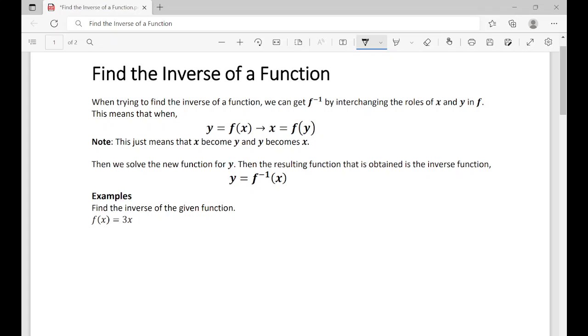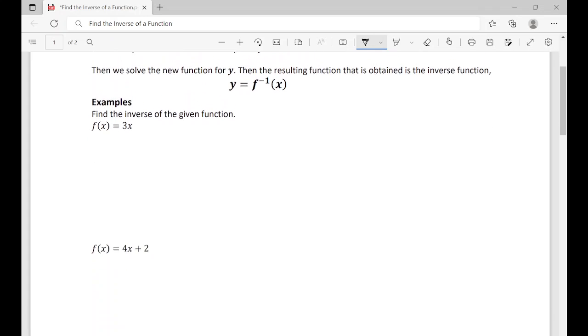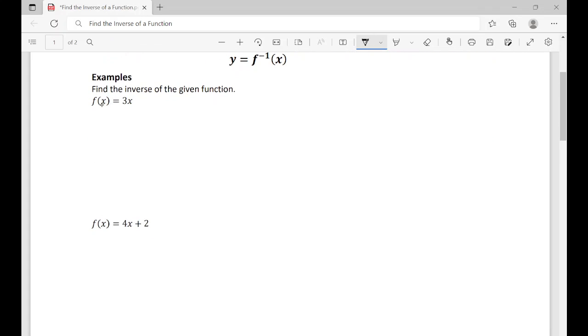So again, that kind of sounds a little bit confusing, but let's see it in practice, and I think you'll find it's not too bad. So we're going to find the inverse function of f of x equals 3x. First thing you should do is take f of x, and let's call it y instead. So y equals 3x. Simple and easy.